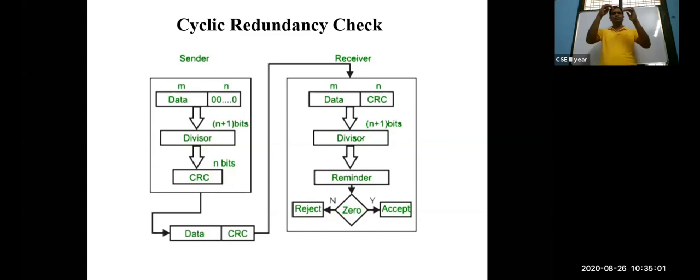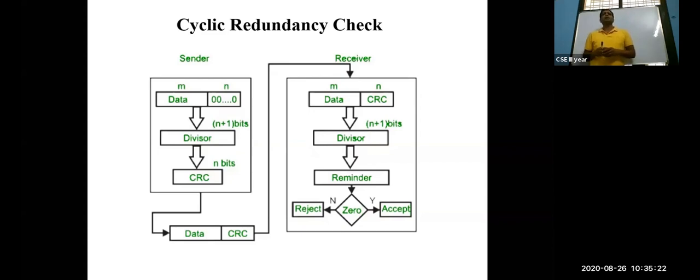Then all that is divided by the divisor. In my example, it says n plus 1 bits. So let us assume n plus 1 here. Then we get some CRC remainder, which is n bits. Now those remainder bits are placed in the position of the actual appended zeros.